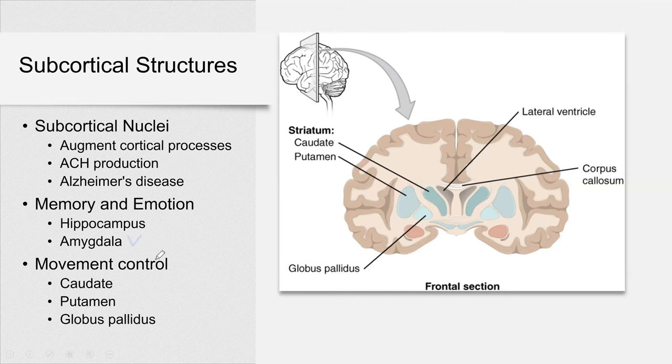And it's also movement and control, caudate, putamen, and globus pallidus. So over here, all these three are involved in the control of your movement, right? So the point over here, and they produce acetylcholine and augment cortical processes. So that means they enhance your cortical processes, right, that happen in the cortex.